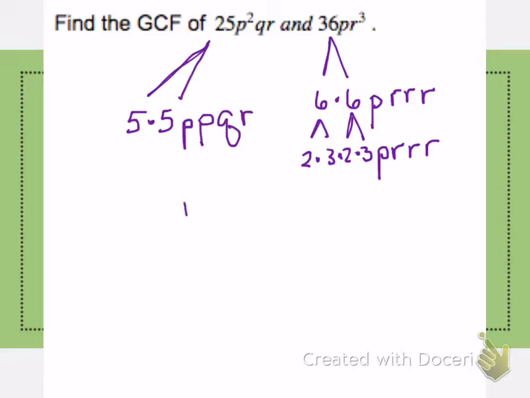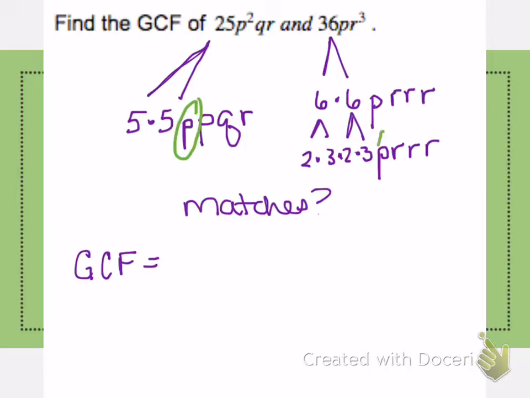Now remember, for GCF, what matches? And so for my GCF, I look and I see no numerical coefficients that match in primes, but I see a factor of p that matches, and so that's part of my GCF. And I see a factor of r that matches. And so that's part of my GCF. And that is it for matching. So my GCF for those monomials is just PR.